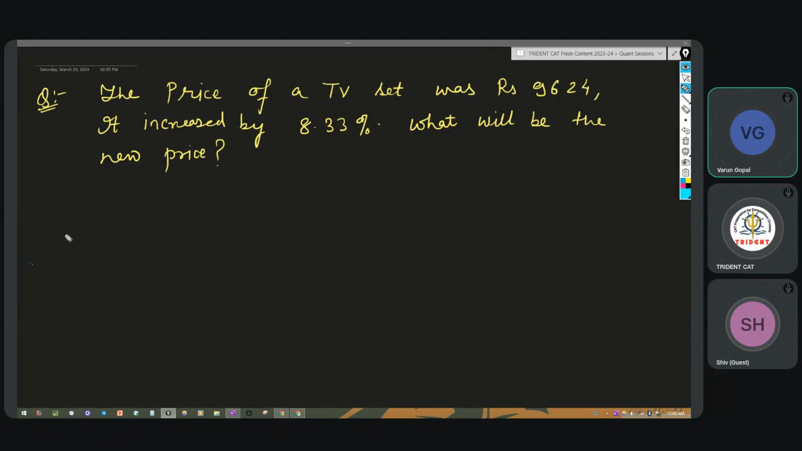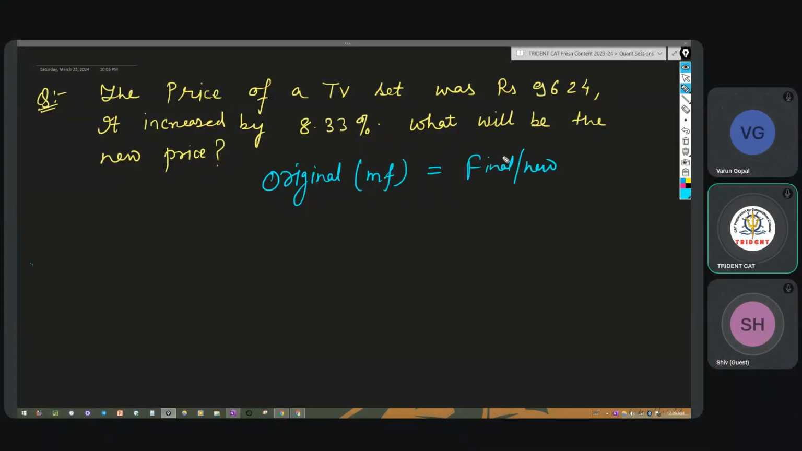Price is increased, right? So 13 by 12 into original price, right? Yes, guys, please remember, for this class itself, original into the multiplying factor will always result in the final number, or you can also say the new number. Original number is given, 9624. Multiplying factor, guys, quickly, 8.33%. 13 by 12 into 9624. 1 plus 1 by 12, that is 13 by 12.